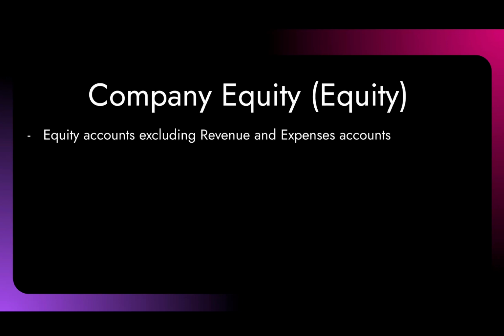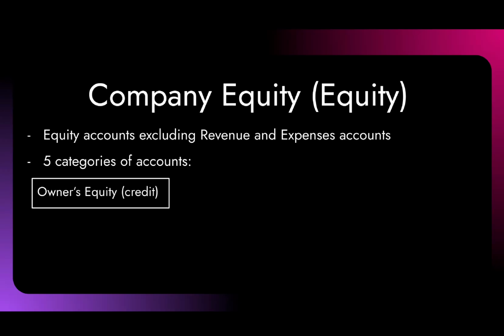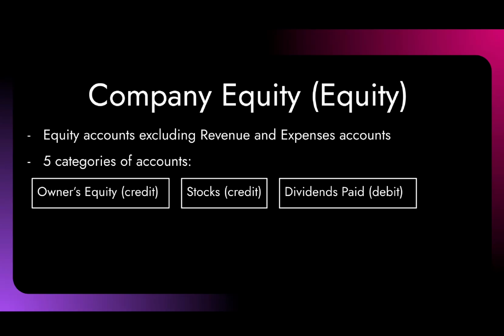Your company equity is all equity accounts that exclude revenue and expenses accounts. And this can be summarized into 5 categories. First, you have your owner's equity, which is used for any owner contributions. You have your stocks, which is basically the value of the equity that belongs to the shareholders. You have your dividends paid, which is basically the portion of the profit that was paid back to the shareholders in the form of dividends.